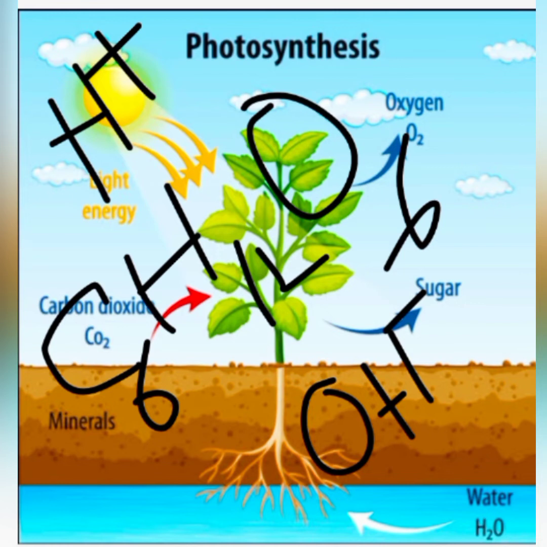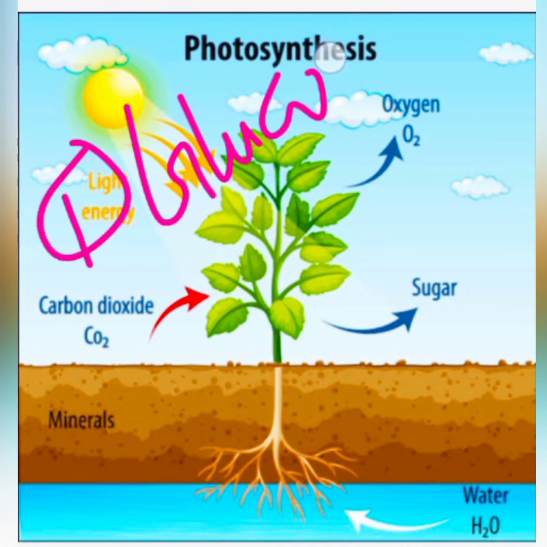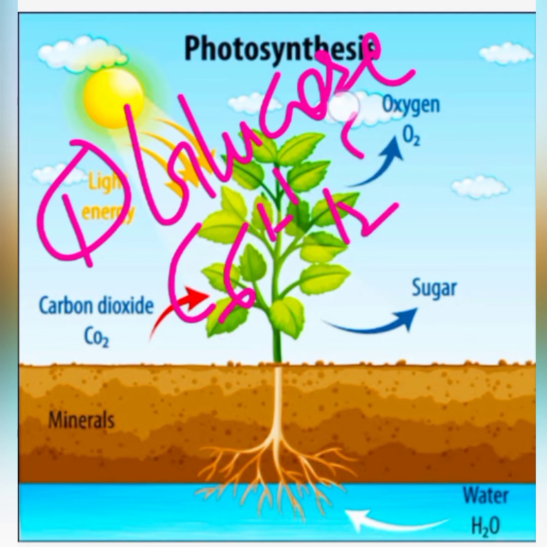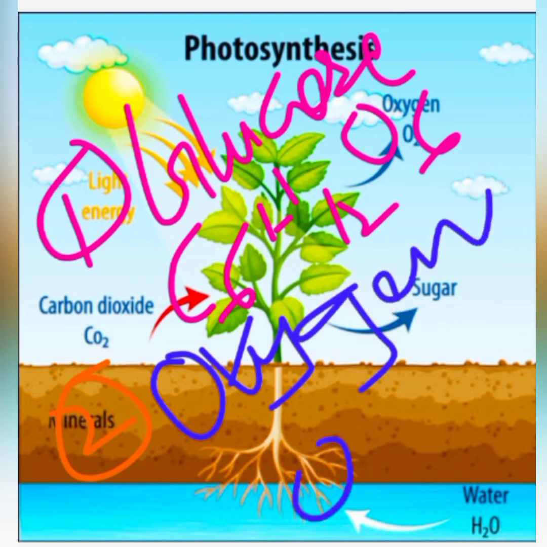Alright. Now that we know how photosynthesis occurs, we need to know what the end products of photosynthesis are, the formations which take place after the process of photosynthesis. The two end products of photosynthesis are, first, glucose, which is C6H12O6, and the second end product is oxygen, O2.